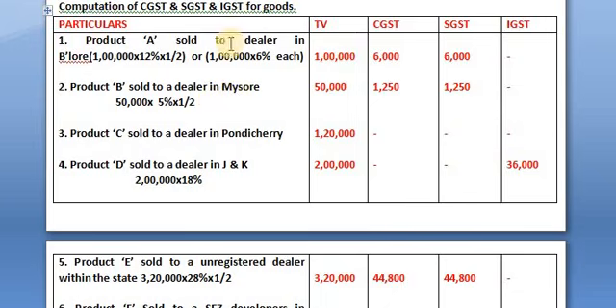Okay, so here, product A sold to a dealer in Bangalore. See, here you have to write the calculation. You have to show how you have divided that particular amount. Either you can do it in this way, 1 lakh into 12% into half.